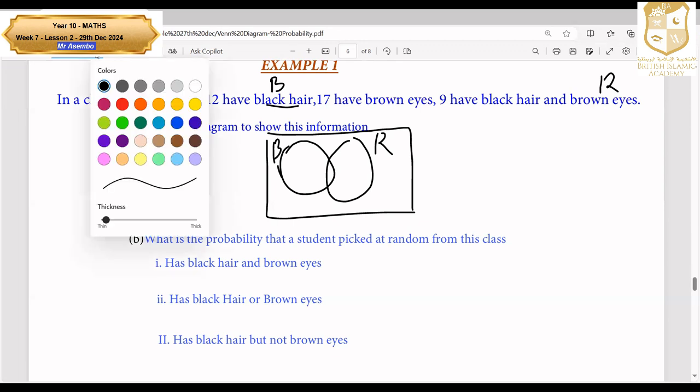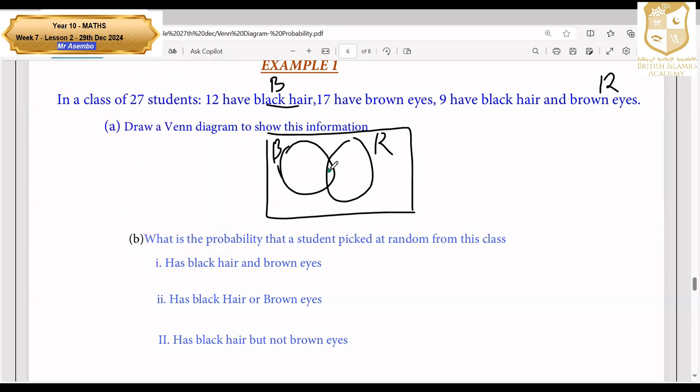Let me pick a different ink here, green. Now 9 is appearing on both sides, so I'll put 9 there. At the same time, you're told that 12 students have black hair, and we already have 9 captured in between, having black hair and brown eyes. So the remaining one here is going to be the remainder to reach 12. There will be 3.